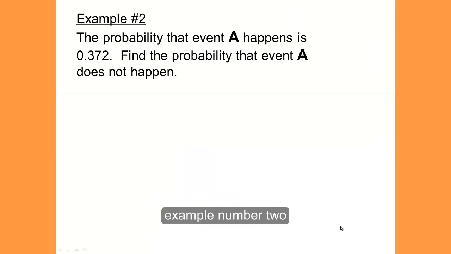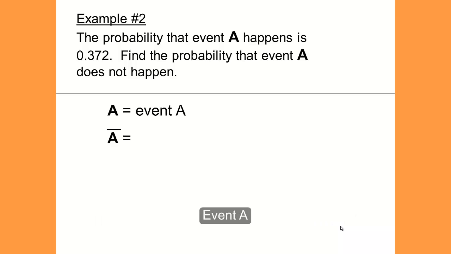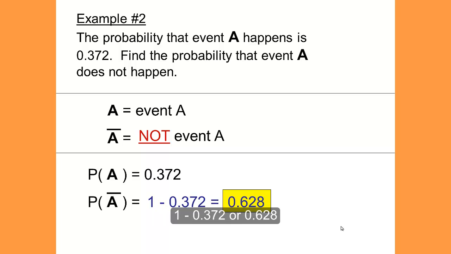Example number 2. The probability that event A happens is 0.372. Find the probability that event A does not happen. Event A, not A, is not event A. Probability of A is 0.372. The probability of not A, 1 minus 0.372, or 0.628.